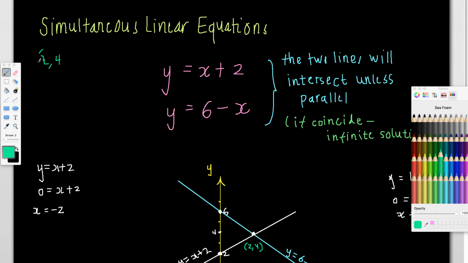So an x value of 2, y value of 4 means that 4 is equal to 2 plus 2, and of course that works. Let's check that coordinate, substitute it in for the other rule. If y is 4, then we have 4 equals 6 minus 2, which of course works as well. So when you are solving simultaneous equations, you do have a method of checking, and that is by substituting the x and y value into both rules. It should satisfy both of the equations.